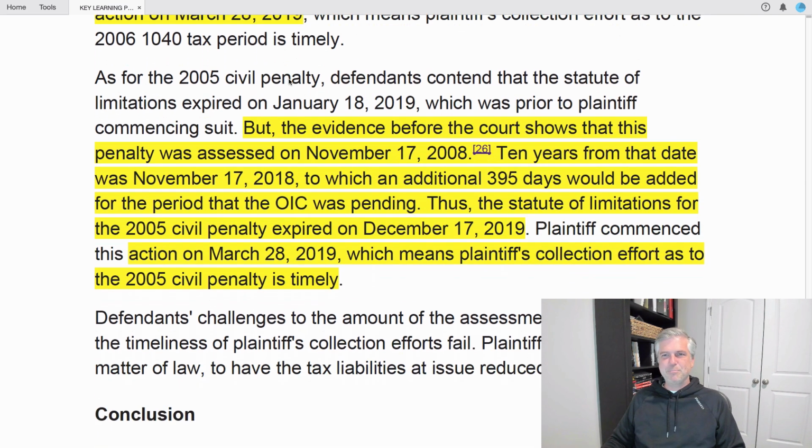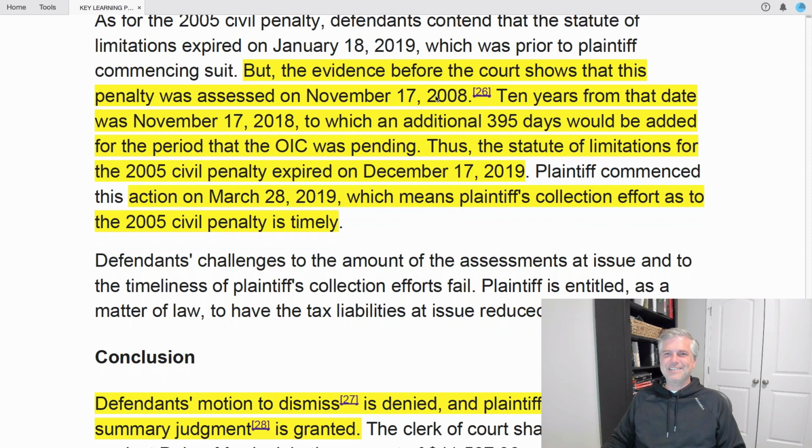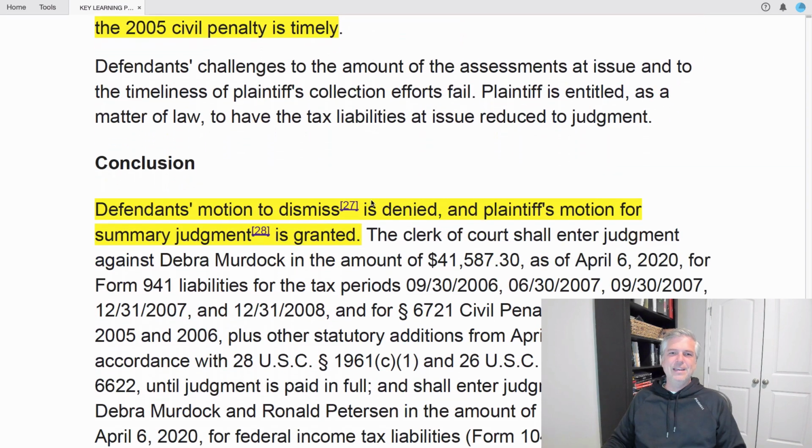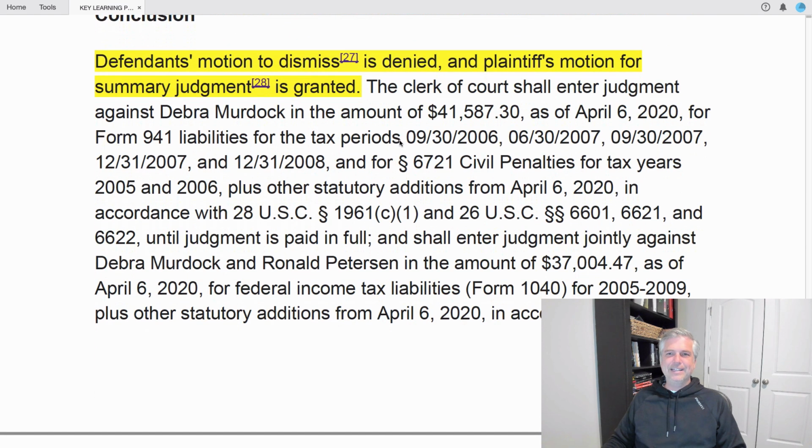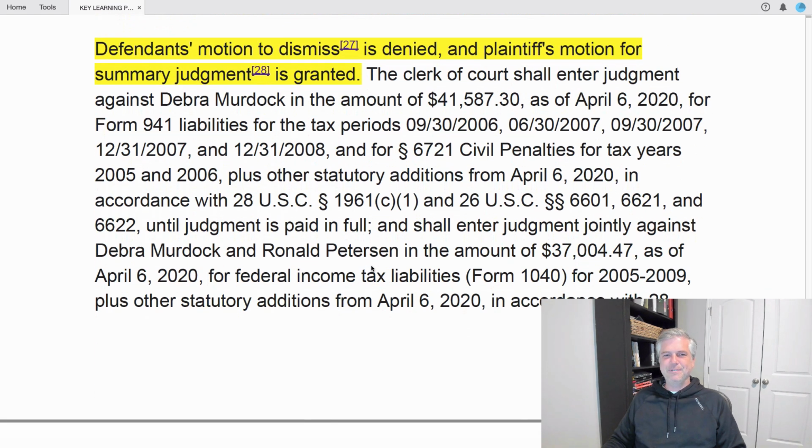And then there's the civil penalty. And they say, look, it would expire January 2019. But they say, look, that was actually assessed November 2008. So 10 years takes us to November 2018. But then you have to add that additional 13 months. And so that really gets us to December 2019. This was filed in March, so it's fine. And so the motion to dismiss is denied, and the government's motion for summary judgment is granted. And so it's $41,000 plus $37,000.